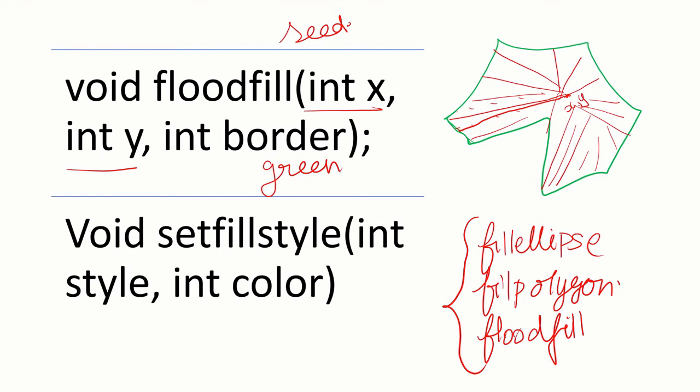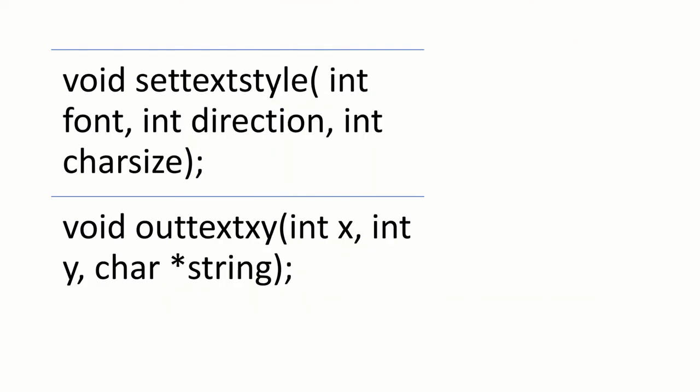So what is this set fill style? There are a set of fill styles available. Say if there is no filling, we call it none or hollow filling. If there is color filled completely, we can call it solid filling, or it can be any line filling or crosshairs. So you have a lot of filling styles available, and you can also mention the color. So we have to use set fill style before these functions, that is fill ellipse, fill polygon and flood fill.